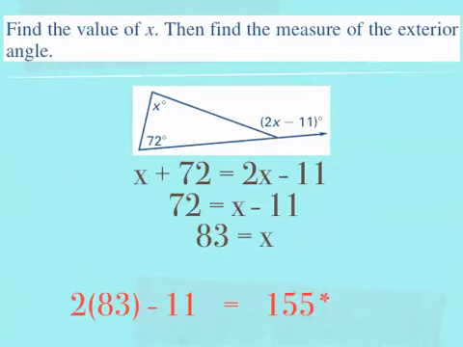Now, the other option that I could have had is I could have said, well, the exterior angle measures the sum of the 2 non-adjacent interior angles. So I could have plugged in 83 for x, so the 2 non-adjacent interior angles measured 83 degrees and 72 degrees. Well, 83 plus 72 is 155. So either way, I would have gotten the same answer. It's also good to do both just to check your answer and make sure that you get the same thing using both methods.